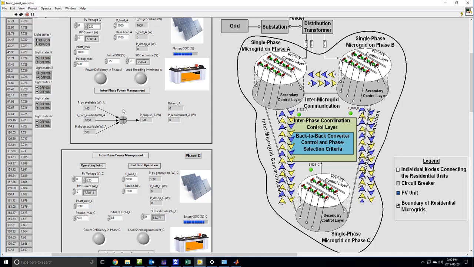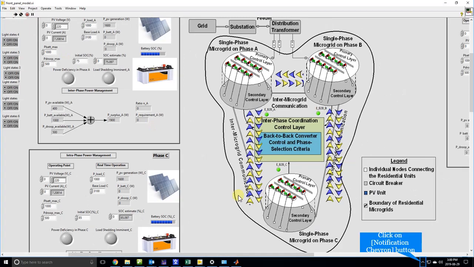For the demonstration purposes, you can see that the power is flowing between phase A and phase B, while there is power flowing between phase C and phase B in order to support the power deficient phase. Back-to-back converters between phase A and phase B will be enabled, while the back-to-back converters between phase C and phase B will be enabled.